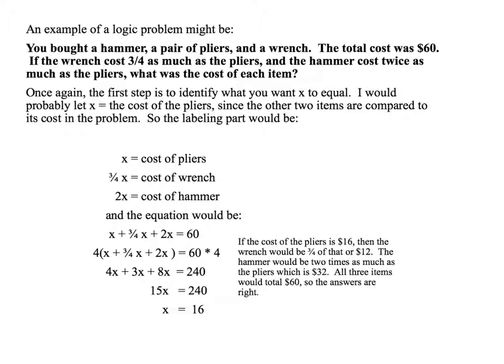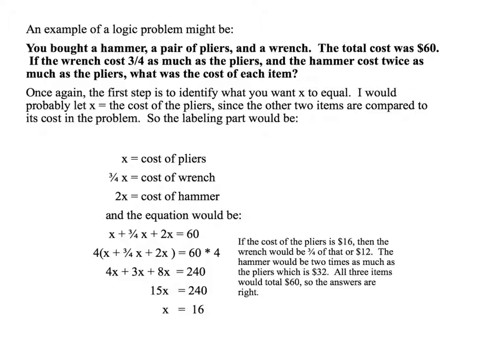A logic problem is really very similar to a number problem. It's just more real life. Here's an example. You bought a hammer, a pair of pliers, and a wrench. The total cost was $60. If the wrench cost 3/4 as much as the pliers, and the hammer cost twice as much as the pliers, what was the cost of each item?